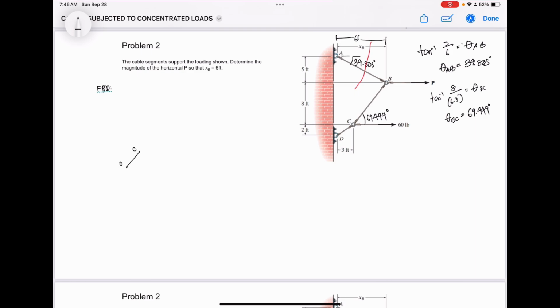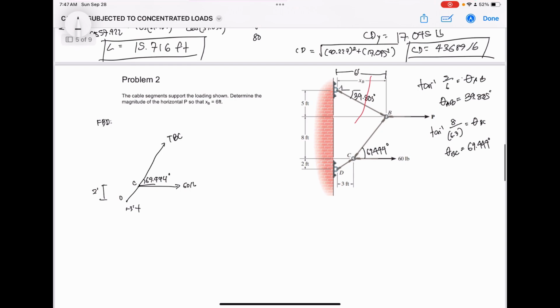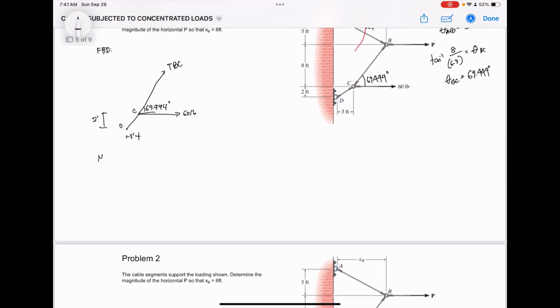You have D, C, then TBC, or tension BC. 69.444 degrees. Tapos 3 feet and 2 feet. Then, solve na natin. Meron tayong 60 pounds din dyan. 60. Solve natin. MD equals 0.